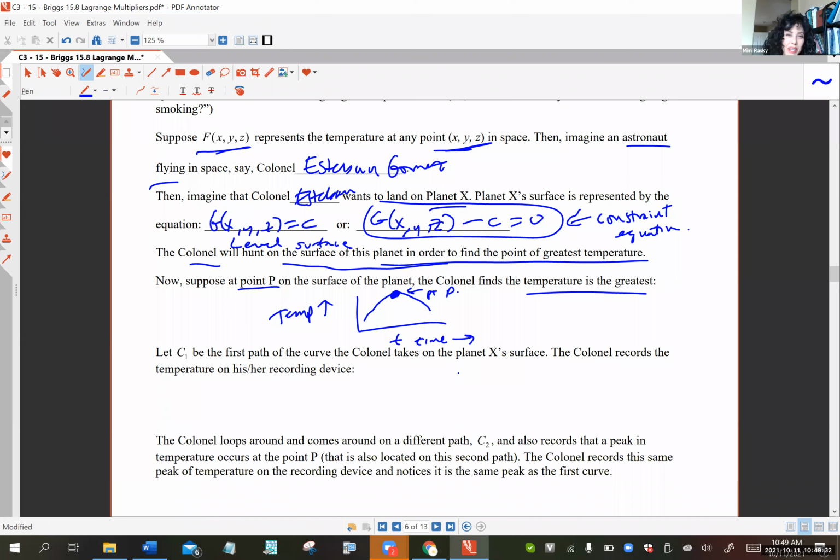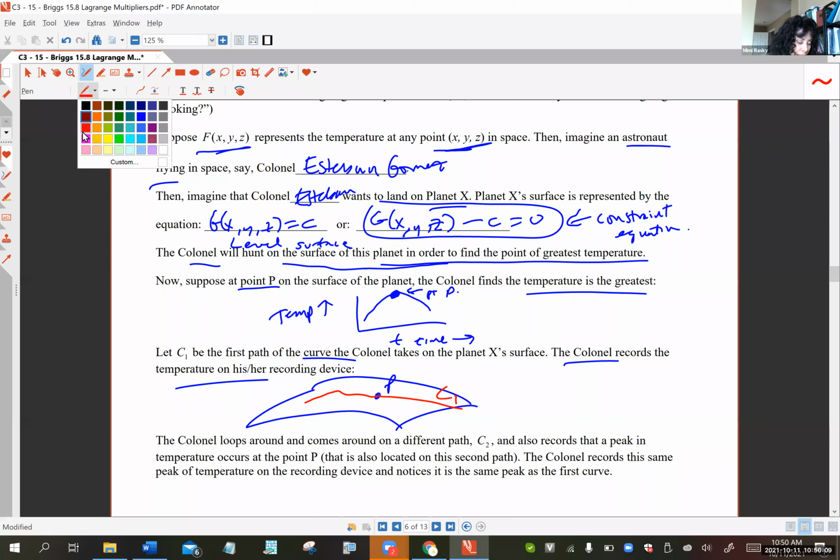Okay. Well, Colonel Esteban is not convinced. He's like, yeah, maybe that's the hottest point on the planet. Maybe not. So I'm going to keep cruising. So he keeps cruising on some different path. Let me just show you. Here's the surface. Let's say here's the point P. And the first path that Colonel Esteban was on, let's say he was rolling along here. Here's the first curve, C1. He sees it's the hottest point. So he's like, I'm not buying it. Let me do a different path.